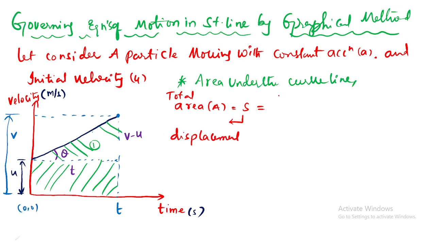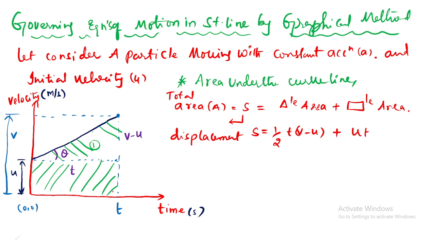Then what happens now? Now area: triangle area plus a rectangle area. Can I do like that? Triangle area is what? Half into base, which is t, into height, which is v minus u. What about rectangle area? u into t. That's it. Yes or no, right?